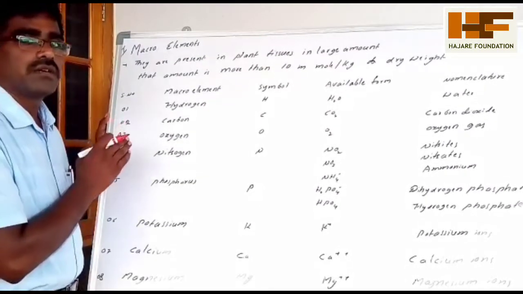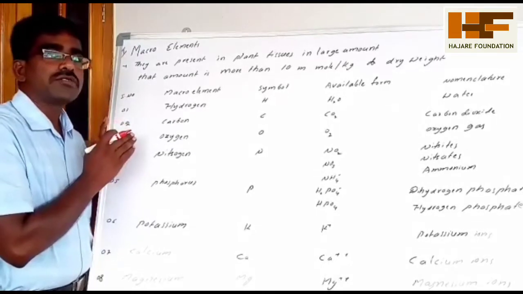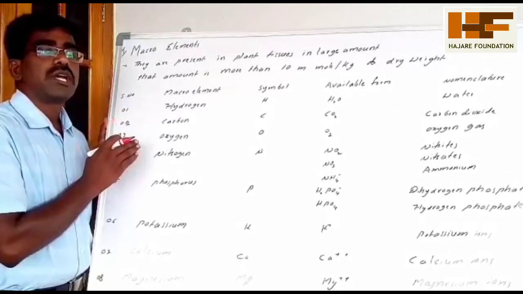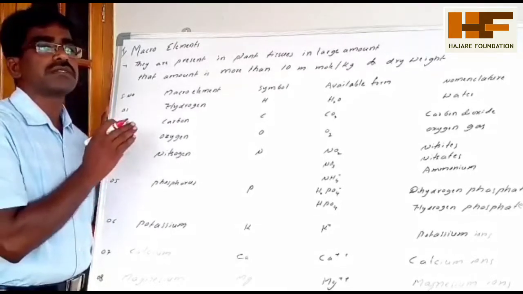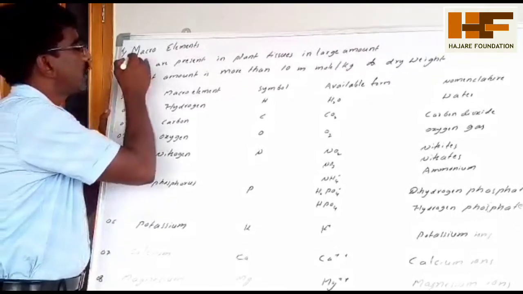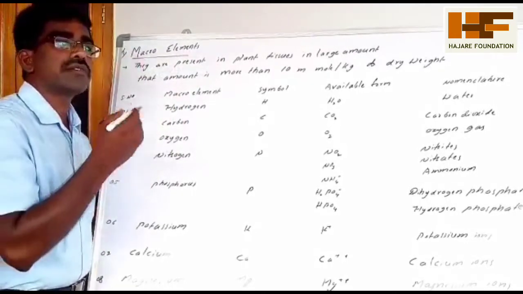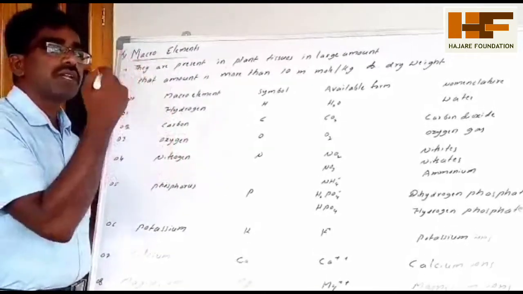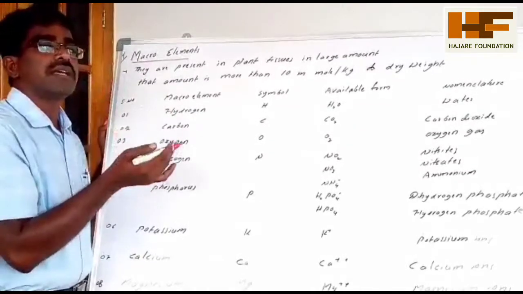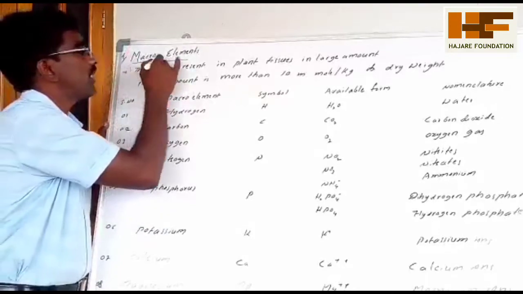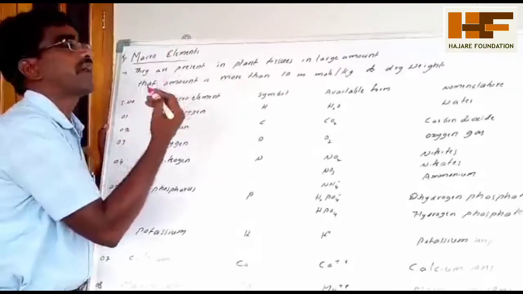Today's topic is the importance of macroelements and the importance of microelements. We are going to study about each one in this hour. You already know that elements are of two types: essential elements and non-essential elements. There are 17 essential elements. Within essential elements, there are two more types: one is macroelements, the second is microelements.